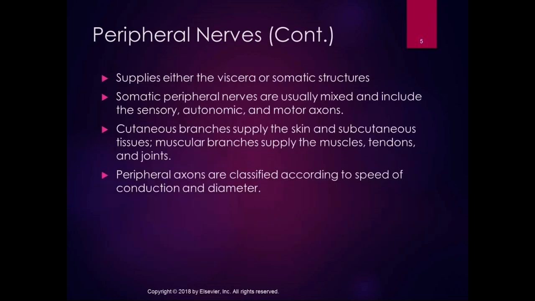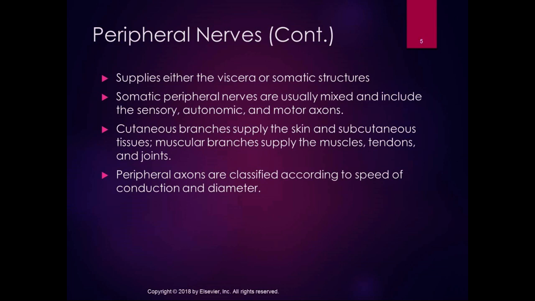So peripheral nerves supply either the viscera or somatic structures. Somatic peripheral nerves are usually mixed, including sensory, autonomic, and motor axons. Cutaneous branches supply the skin and subcutaneous tissues. Muscular branches supply the muscles, tendons, and joints. That includes those Golgi tendon organs and joint capsule nerve endings.